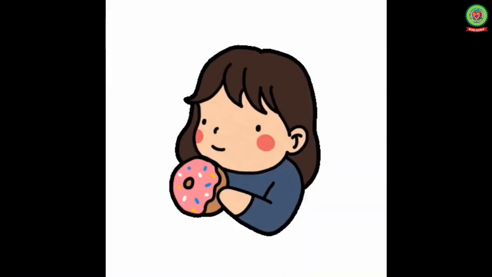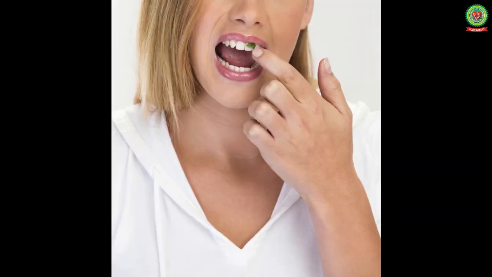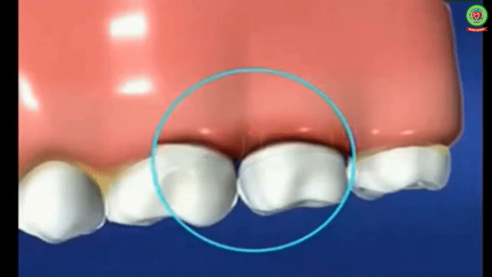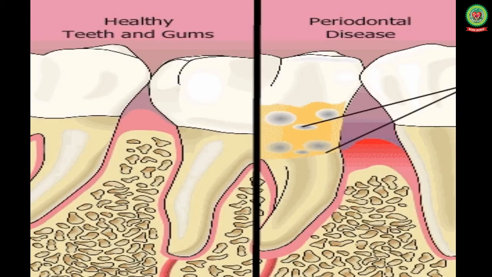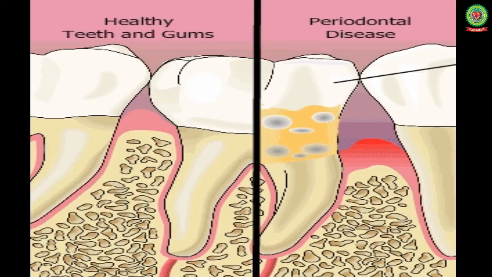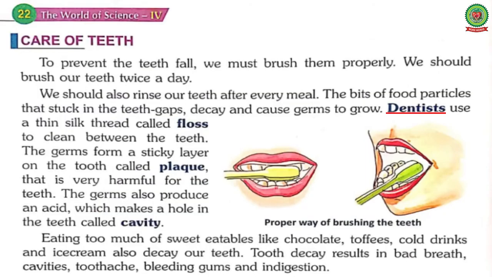So, we should rinse our teeth with the water after every meal because when we eat, the food particles remain stuck in the teeth gaps, and due to the food particles which remain stuck, the germs that destroy our teeth keep on growing and finally this results in the falling of the tooth. Dentists use a thin silk thread called floss to clean between the teeth.